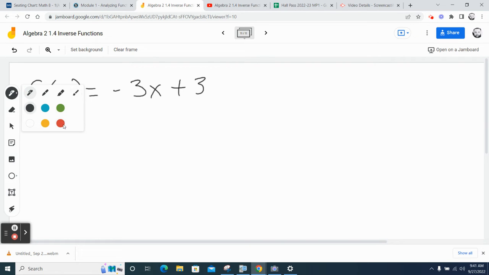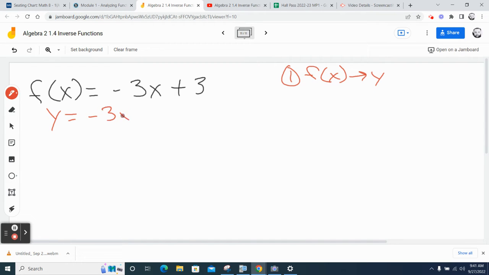All right, so we got to find f inverse. So remember, the first step is that we take f of x and we make it a y. So this is going to be y is equal to negative 3x plus 3. The next step, step 2, is we solve for x.